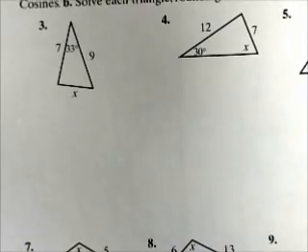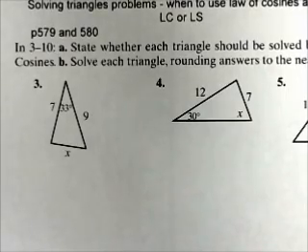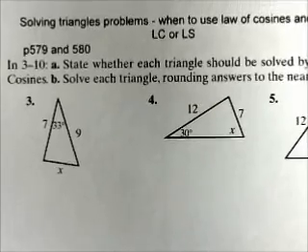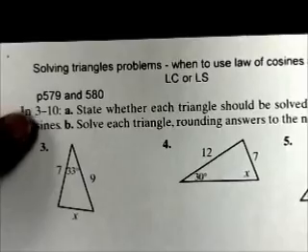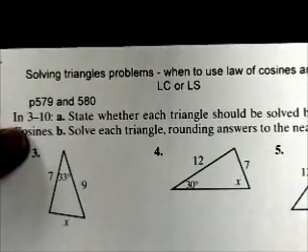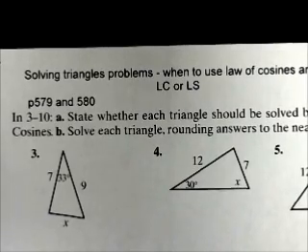Today we're on page 8 of our chapter 14 notes packet, and what we're going to do today is solving triangles. And the question is, when do you use law of cosines and when do you use law of sines to find the missing values of the triangle? So we're going to get some practice on this. We'll work through 4 problems, and the directions are to A, state whether each triangle should be solved by using the law of sines or the law of cosines, and B, solve each triangle rounding answers to nearest tenth.